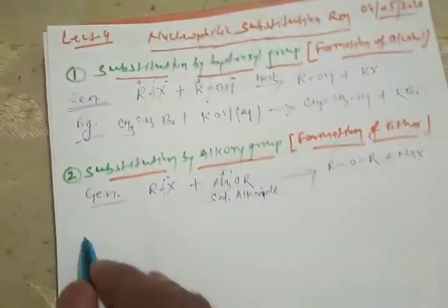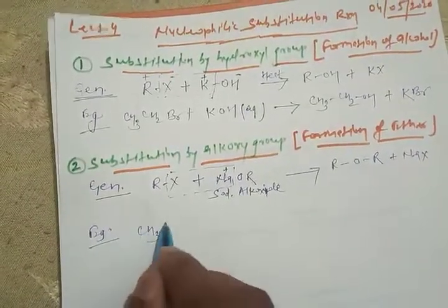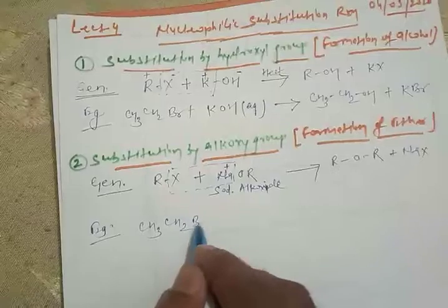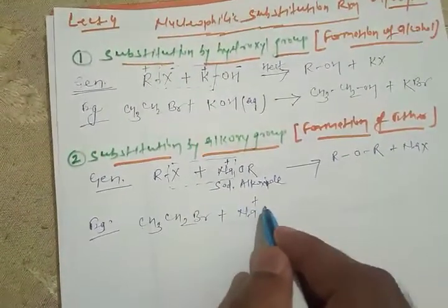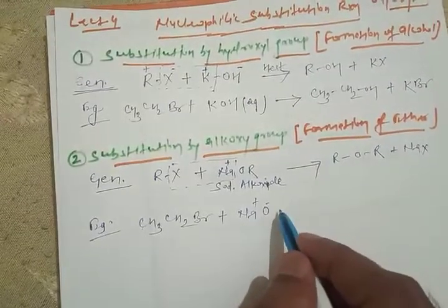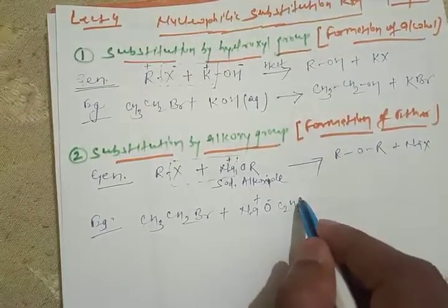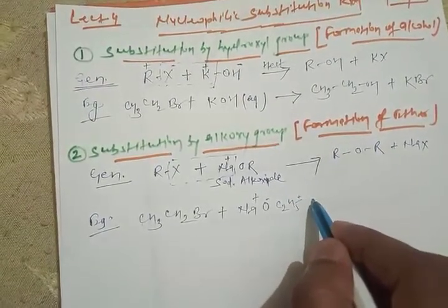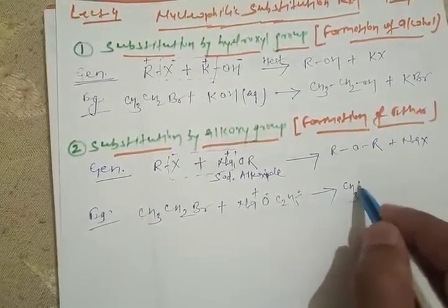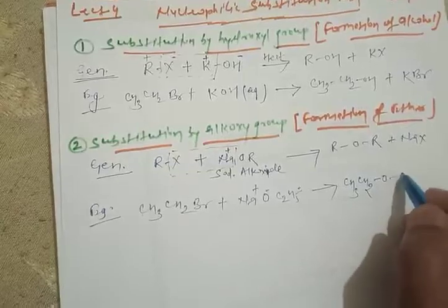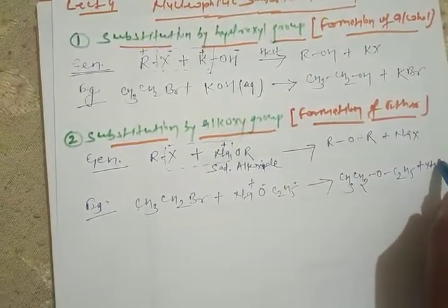So let's talk about an example. If you take CH3CH2Br again, and then we have Na plus, O minus, and C2H5. So O minus, so this will be a plus charge. Okay, and by simple heating, what will we get? We get CH3CH2OC2H5 plus NaBr.